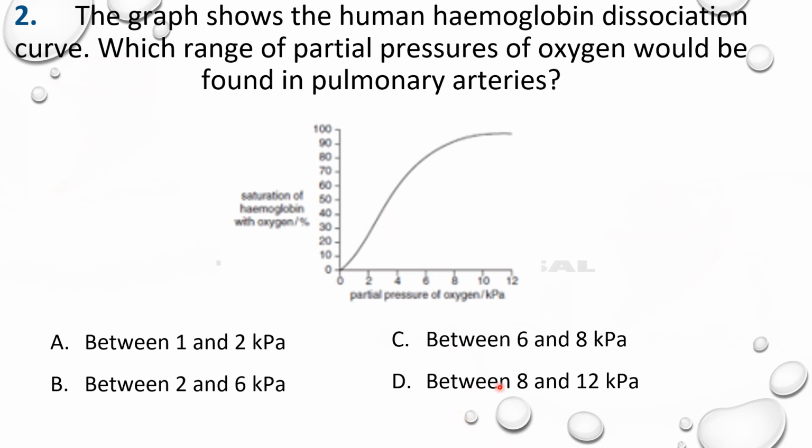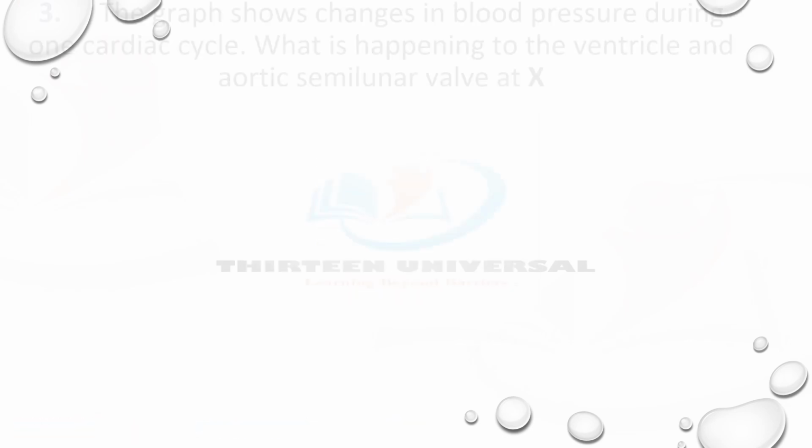And if you say between 8 and 12 kilopascal, that's almost 100% saturated. Okay, that is wrong. This is wrong. The most likely answer is this. Okay, this is for respiring tissues. It's not the pulmonary arteries. These ones are too high to be in pulmonary arteries. So this is likely the answer. So that is B. All right, let's look at the next question.